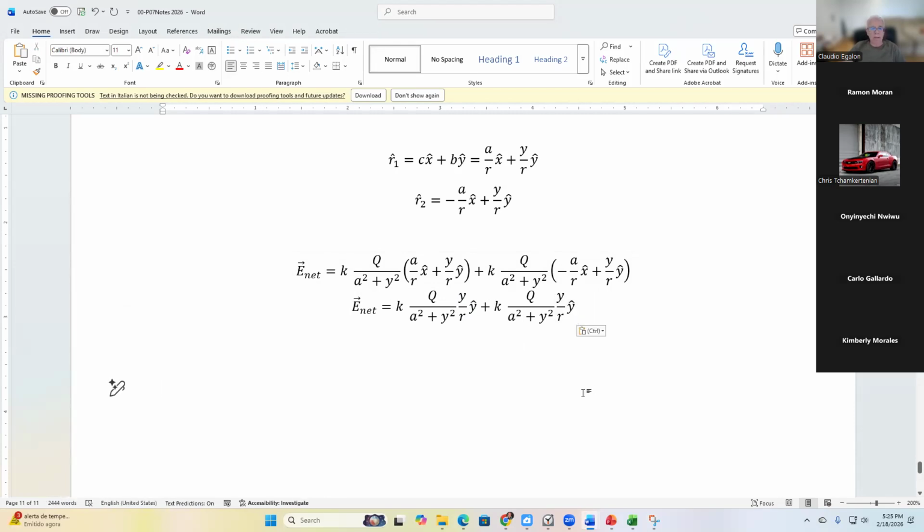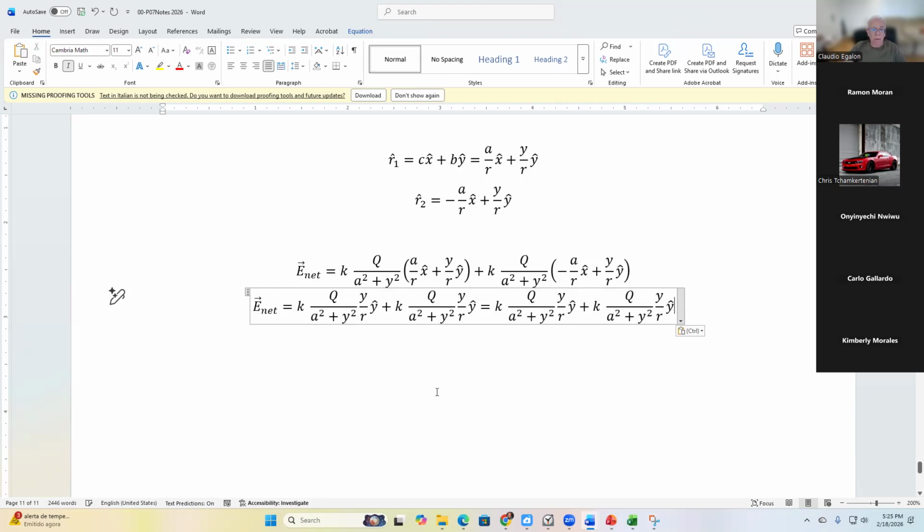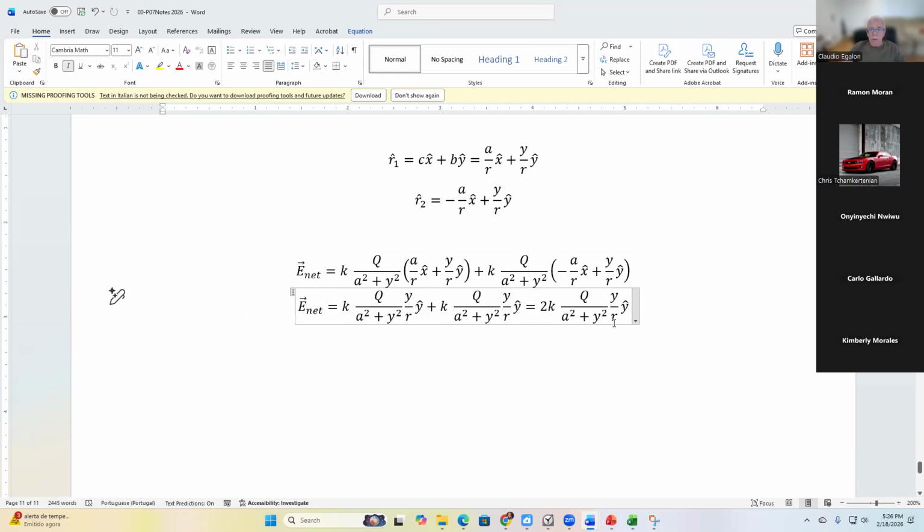But the y components do not cancel each other. Let's see if I can simplify. It's going to be very simple, right? This term here is exactly the same as this term, so it's going to be twice. The only other simplification that we can do is write this R in terms of A and Y.